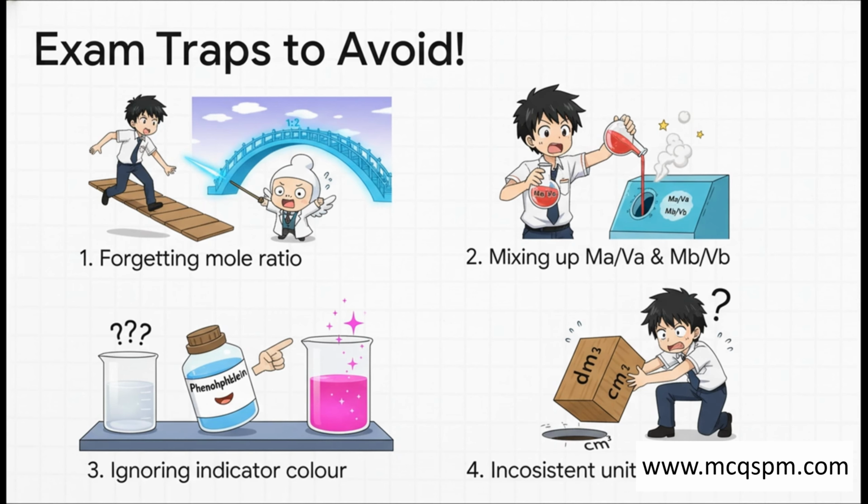Big mistake. Number 2, just accidentally mixing up your acid and base numbers. It happens. Number 3, not knowing your indicators. You have to know that phenolphthalein is pink in an alkali. And finally, using inconsistent units. Your volumes have to both be in cm³ or both in dm³. Don't let these silly mistakes rob you of points.